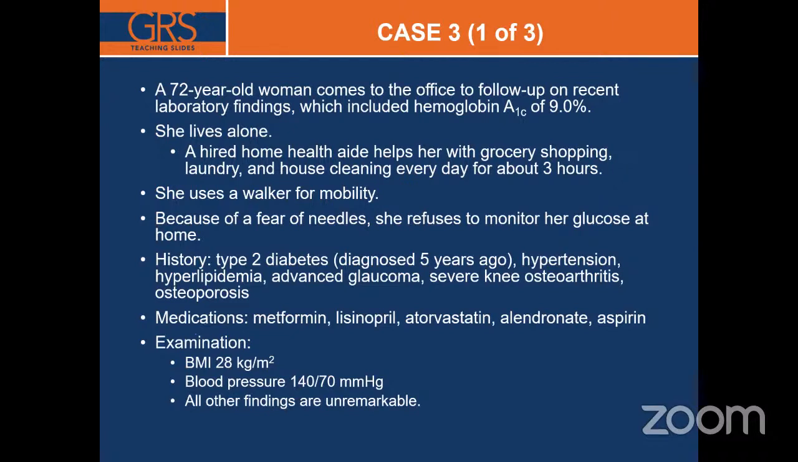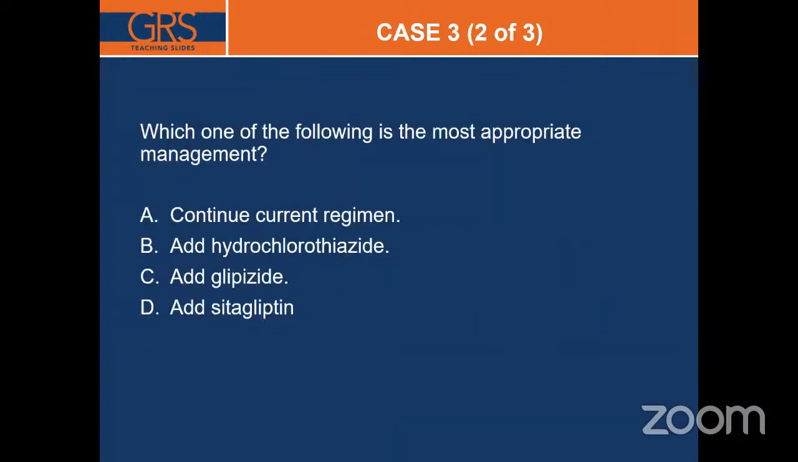Physical examination shows BMI of 28, blood pressure is 140/70. All other findings are unremarkable. Which of the following is the most appropriate management in this case? A, continue current regimen. B, add hydrochlorothiazide. C, add glipizide. Or D, add sitagliptin. So what do you guys say?